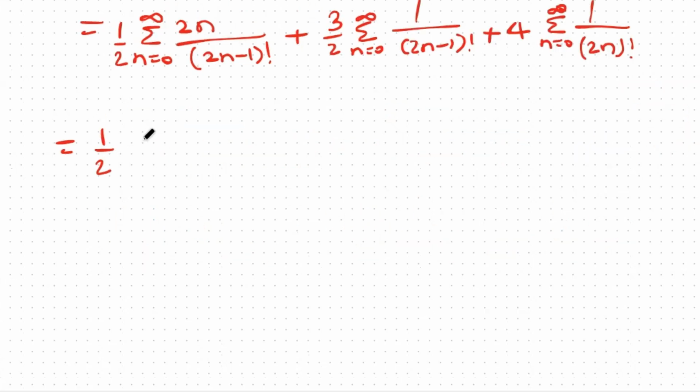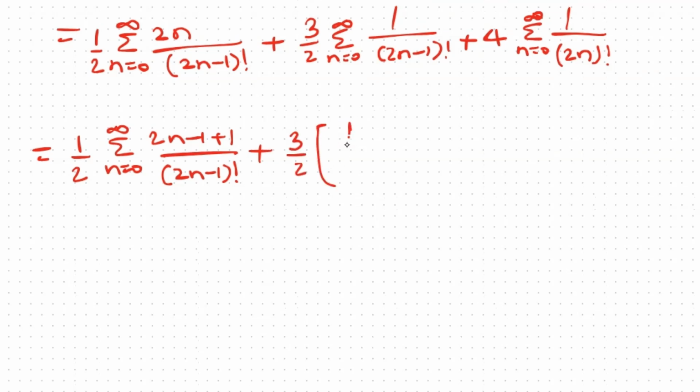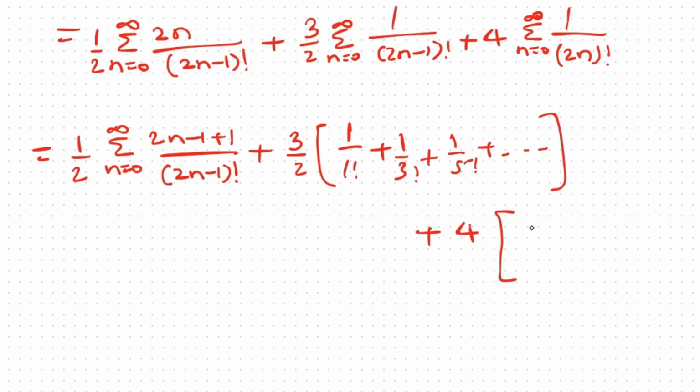Here 1 by 2 summation n equal to 0 to infinity 2n minus 1 plus 1 divided by 2n minus 1 factorial plus 3 by 2 of this expression just looks like the sum of odd terms, that is 1 by 1 factorial plus 1 by 3 factorial plus 1 by 5 factorial plus and so on up to infinity plus 4, and this expression looks like the sum of even terms, that is 1 plus 1 by 2 factorial plus 1 by 4 factorial up to infinity.